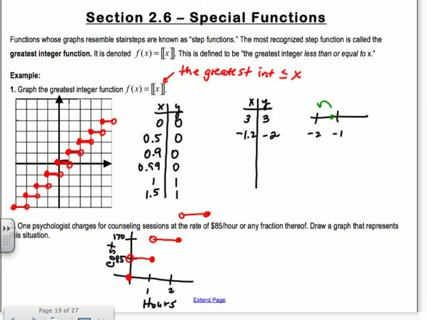All right, now notice I said it's a function. Remember last time we talked about functions and we talked about the vertical line test? Does this pass the vertical line test? Yes. Why, Ryan?